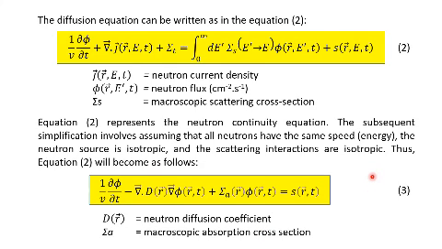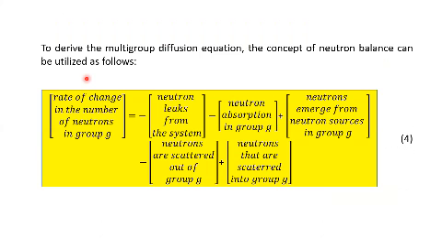Equation 3 is the one speed or single group neutron diffusion equation, which is quite useful for understanding the basic concept of nuclear reactor core neutronic analysis. However, for more accurate analysis, this equation is insufficient, and a multi-group diffusion equation is required. To derive the multi-group diffusion equation, the concept of neutron balance can be utilized as equation 4. You can see this is about the rate of change in the number of neutrons in group G.